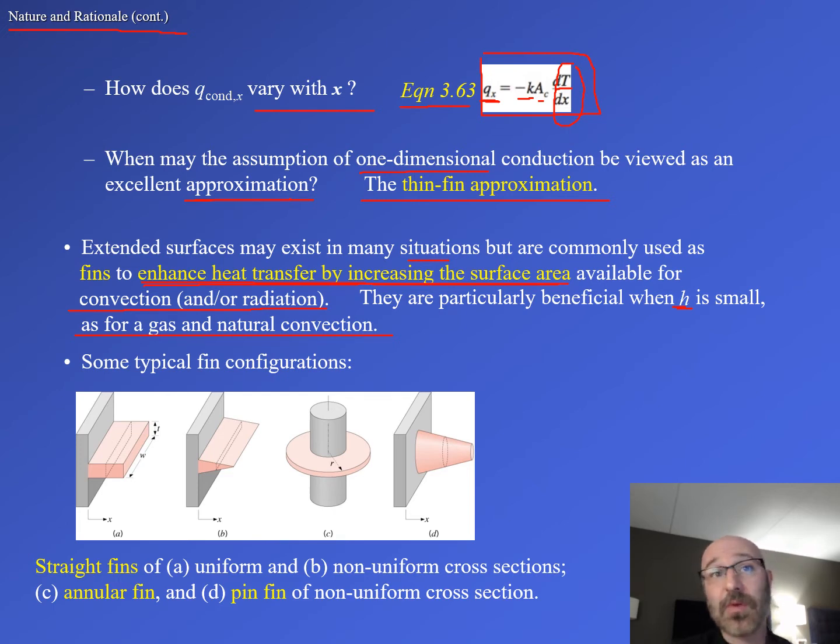So what are some typical fin configurations? Some typical fin configurations are shown below in A, B, C, and D, where A is a uniform fin configuration.